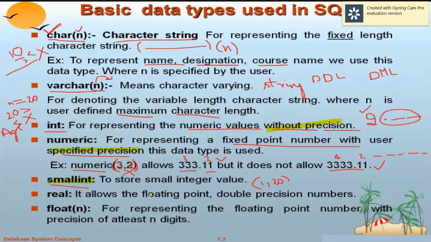And next one is real. So this real number will be allowing floating numbers with a double precision. Floating numbers means repeating values. For example, I can write 2.12 with the 12 repeating, 2.12 bar. So these are double precision numbers. If I want to encourage more than double precision, that is for n digits, in that case I can go for the data type called float.